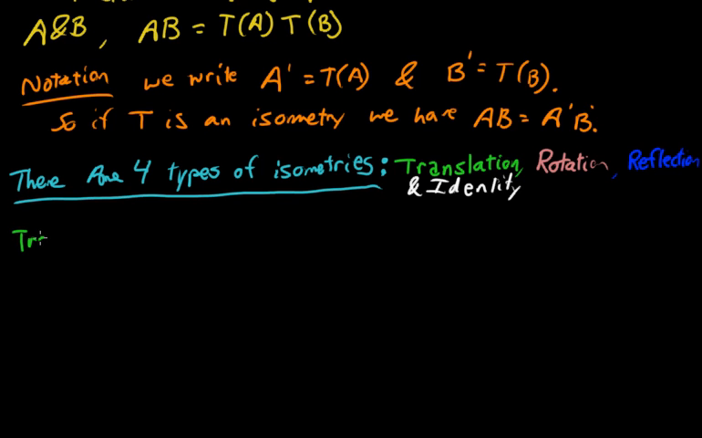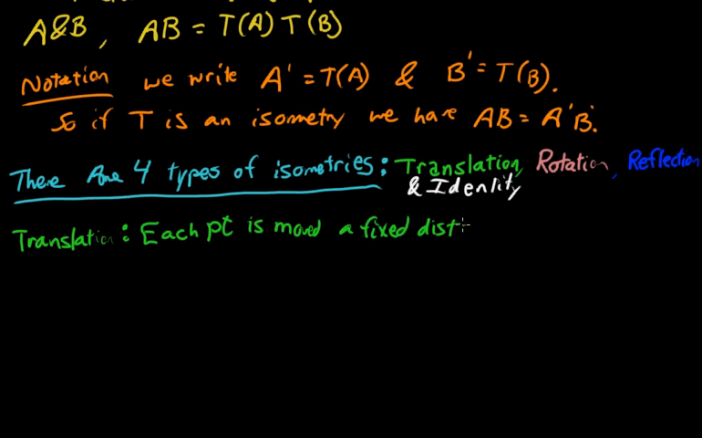So a translation is when each point is moved a fixed distance and direction. Oh, I should note that this is also called a glide sometimes. People will call this a glide. I don't like referring to it as that. That's just not something I'm used to. But it's not wrong, it's not right. It's just something people do.